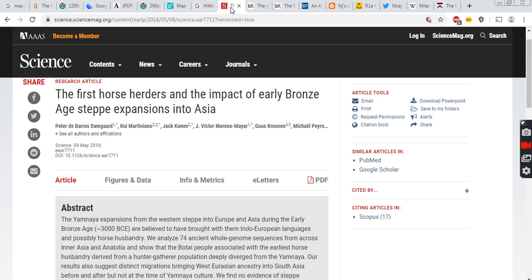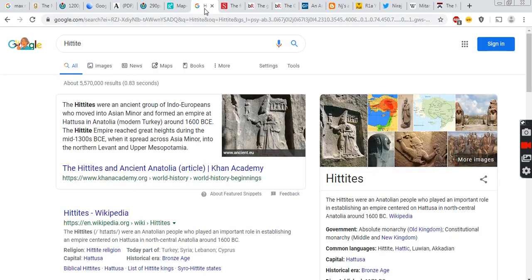They were an ancient group of Indo-Europeans who moved into Asia Minor and formed an empire at Hattusa in Anatolia, modern-day Turkey, around 1600 BC. Then it reached the heights of its empire and all that. So these were Indo-European speaking people living in modern-day Turkey around 1600 BCE. So we know that at some point these people moved into that area, and Indo-European languages in Turkey were being spoken till, not modern times, but till the CE era, the early CE eras. We had people speaking Indo-European languages.